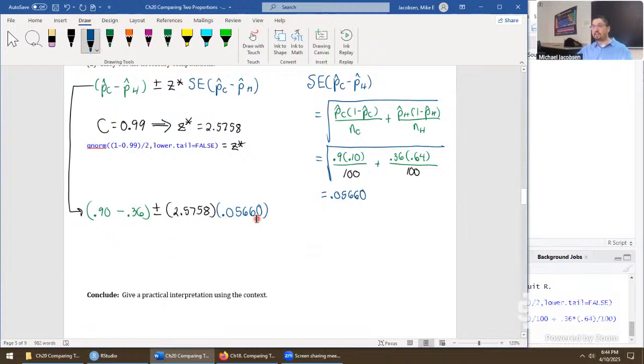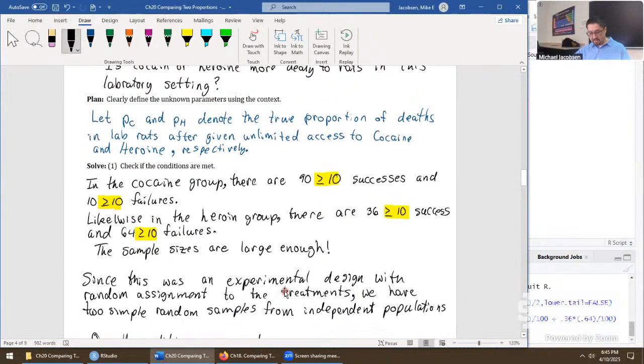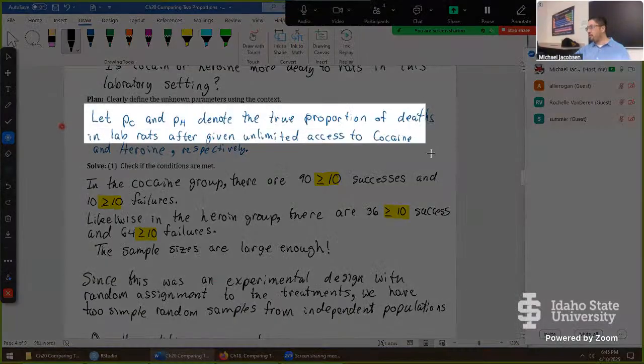We'll jam this part into the calculator, but don't forget what we're actually estimating here is P1 minus P2. We're going to find bounds that constrict the difference in those two parameters. Let's also get this ready. We'll need it for the conclusion.